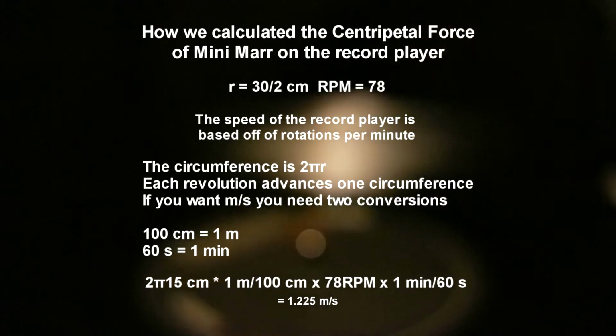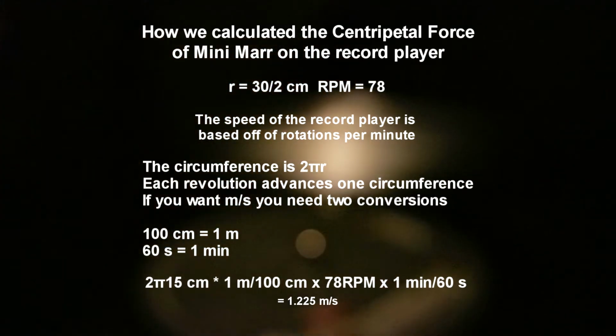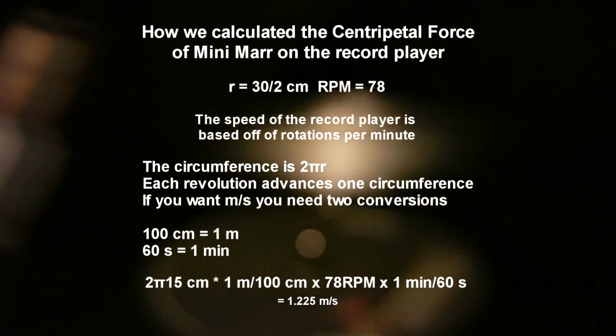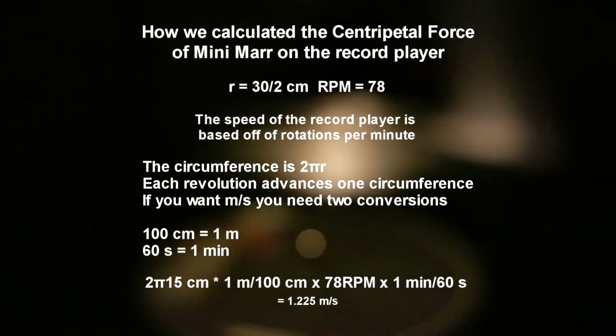This is the amount of force required to keep the object on the circular path. If this force is greater than the other forces on this object, which in this case is the frictional force, then the object will fly off the platform. This is what happens in non-uniform circular motion. How we calculated the centripetal force of Minimar on the record player. The speed of the record player is based off of rotations per minute.